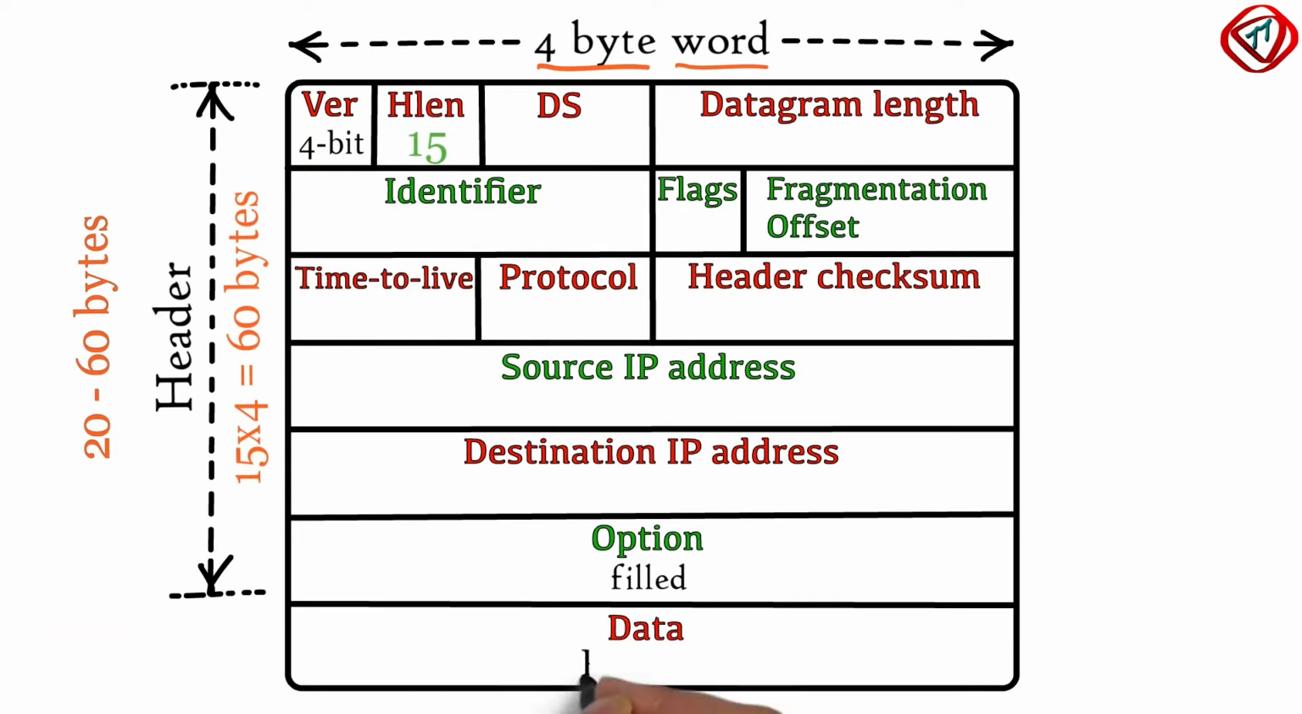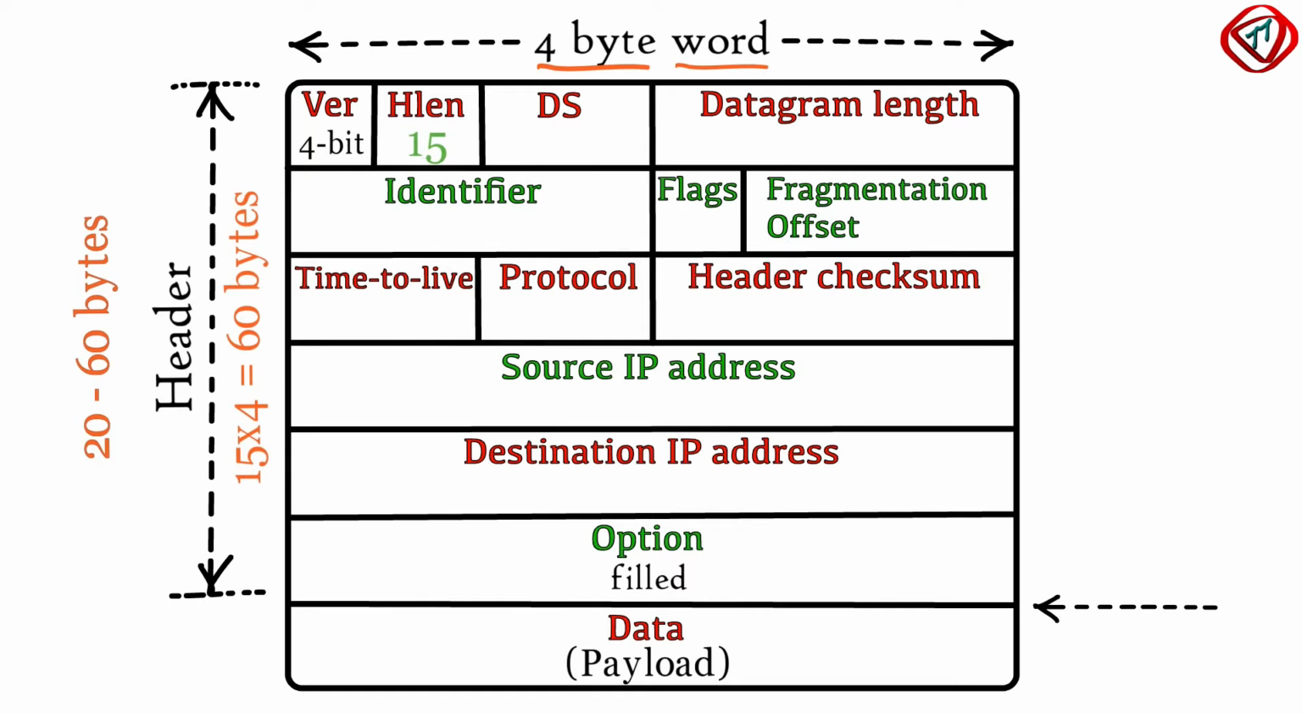Next to the datagram header is the datagram payload or data. So, the value in the header length field indicates where the payload begins in the datagram. The payload in the IPv4 datagram is the transport layer's segment.